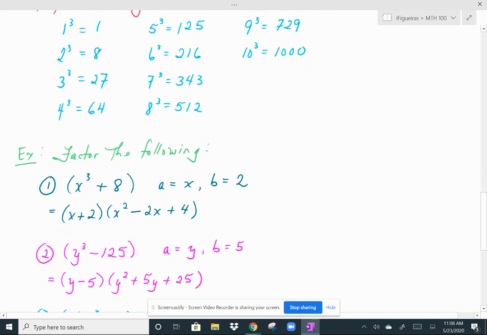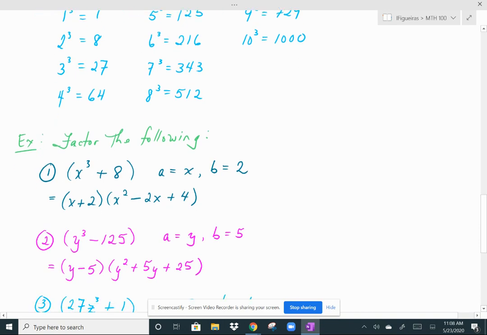All right, so here's our first example. We want to factor x cubed plus 8. So x cubed is a perfect cube because x times x times x is x cubed. 8 is a perfect cube because 2 times 2 times 2 is 8. So the trick in terms of plugging into the formula, and I'm just going to write the formula here so we could follow along. This is a plus b times a squared minus ab plus b squared.